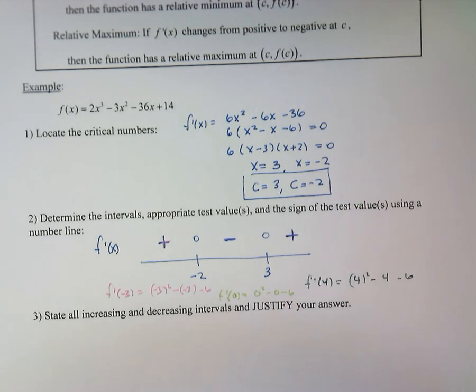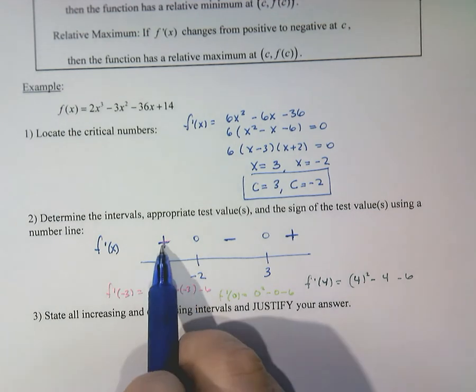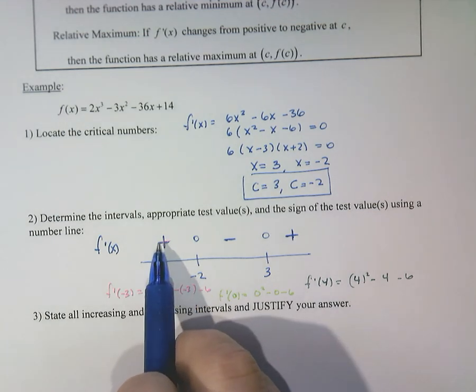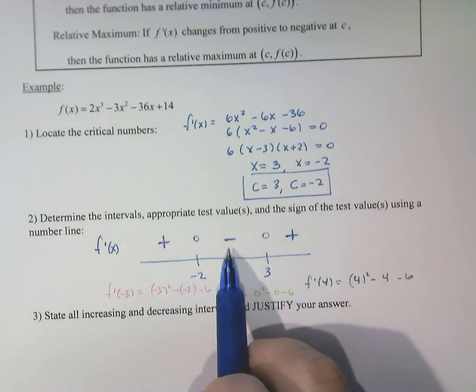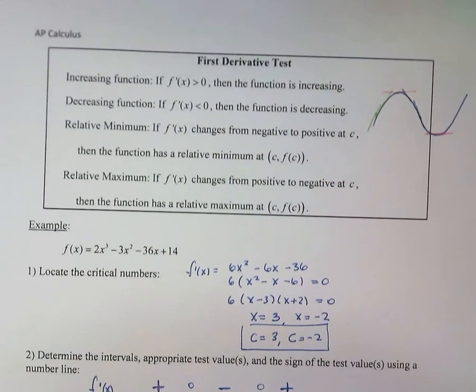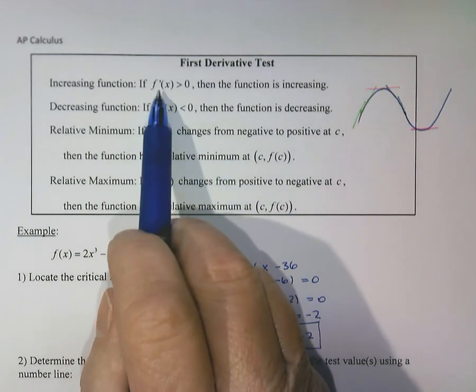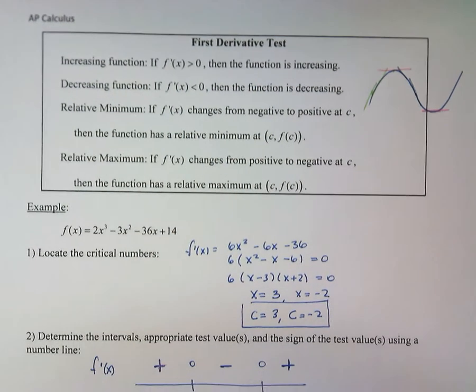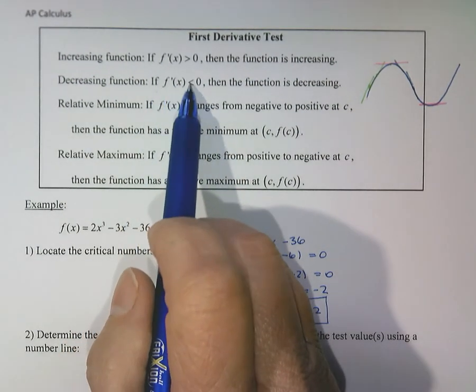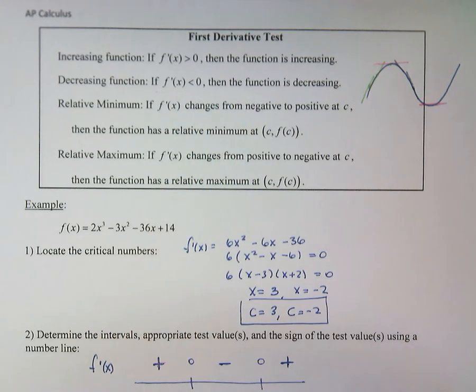So that means anywhere that the derivative is positive, the function is increasing. Anywhere the derivative is negative, the function is decreasing. That's what I meant by up here. If f prime of x is greater than 0, then the function is increasing. If f prime of x is less than 0, then the function is decreasing.